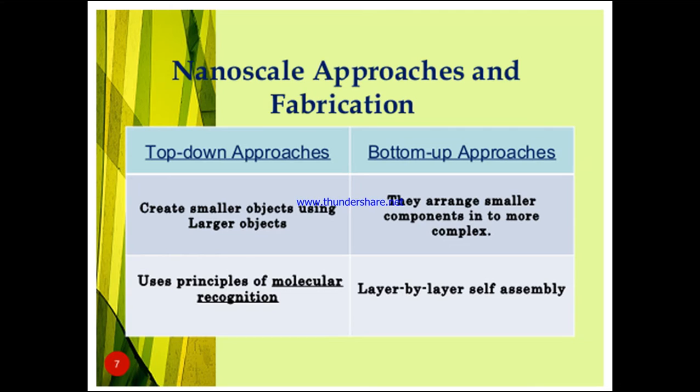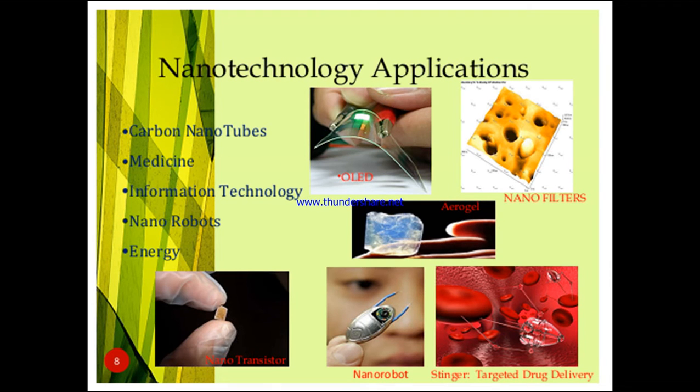In the bottom-up approach, they arrange smaller components into more complex ones. That is, from smaller components we make them more complex, by layer-by-layer self-assembly of atoms or molecules, which results in the component. That is called a bottom-up approach here.